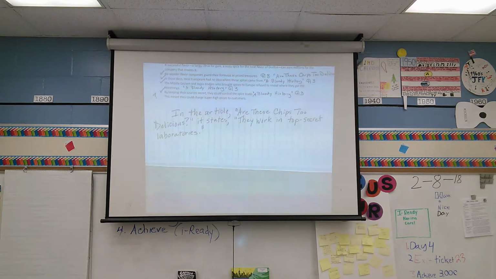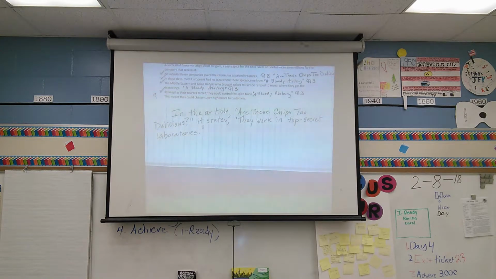In A Bloody History, paragraph 3. Is that what you said? Okay, in paragraph 3 of, in quotation marks, A Bloody History, because that's the title, it states, what did it state? By keeping their sources secret, they can control the spice trade. Okay, so in quotation marks, because this is a direct quote, by keeping their sources secret, comma, they could control the spice trade, period, close the quotes.